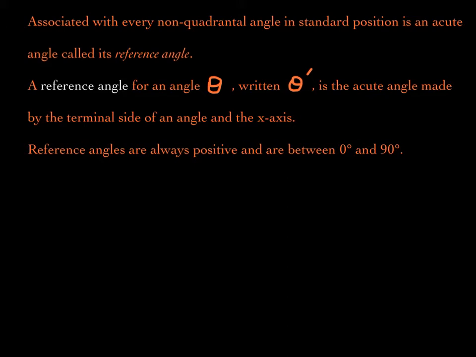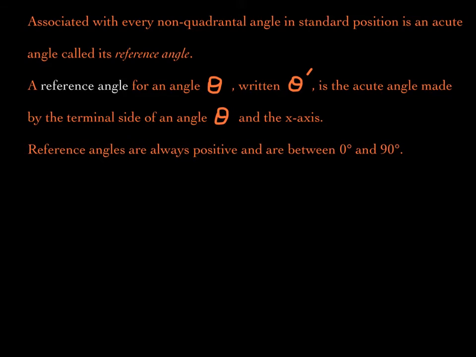What's a reference angle? A reference angle for an angle theta, written theta prime, is the acute angle made by the terminal side of an angle theta and the x-axis. Pay close attention: this reference angle is made by the terminal side of your angle theta and the x-axis. Reference angles are always positive and are between 0 degrees and 90 degrees.